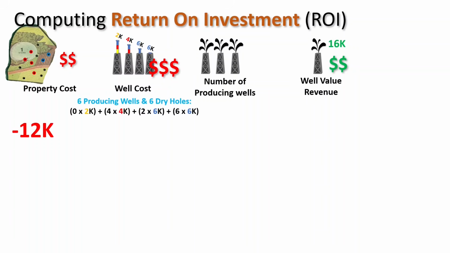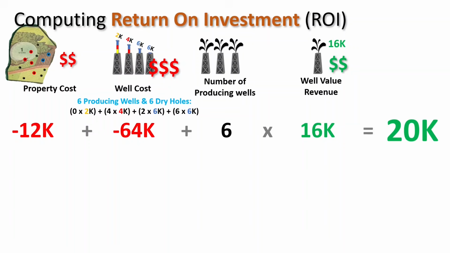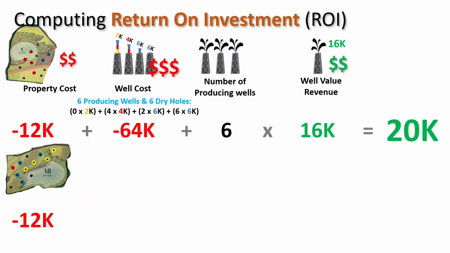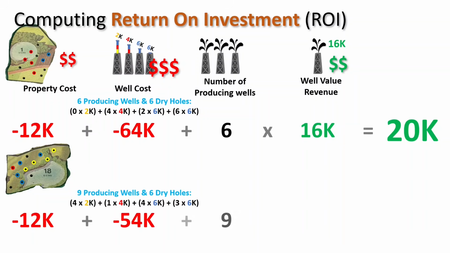Assuming the player drills every hole, we find 0 shallow wells, 4 medium depth wells, and 2 deep wells, totaling $64,000 in drilling costs. With 6 producing wells at $16,000 each, the ROI is $20,000. Property 18 has half as many more producing wells and a slightly lower drilling cost, but the increased production volume nearly quadruples the ROI compared to Property 1.